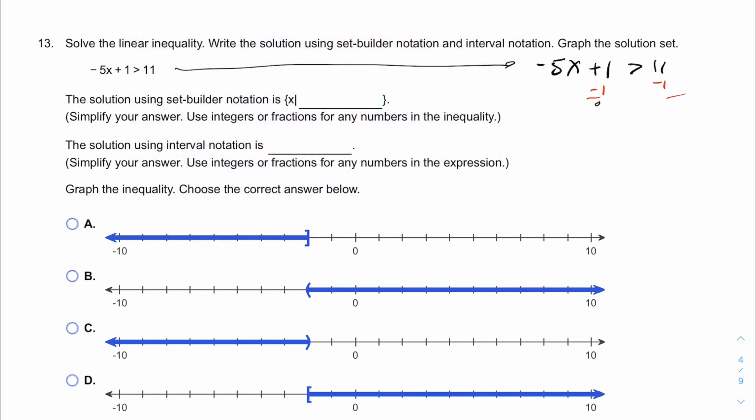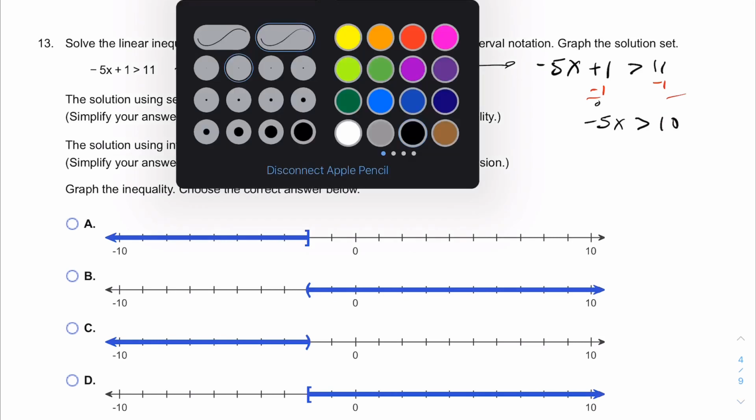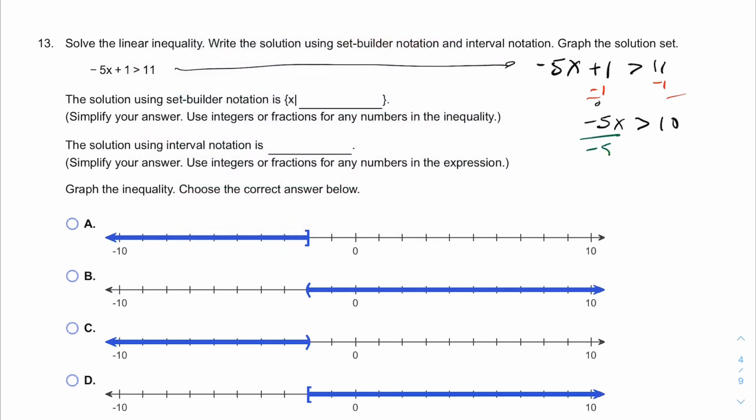Recalculate, of course that's 0. We've got -5x is greater than 11 minus 1, which is 10. Next step, divide by that coefficient, which is -5. And I'm dividing by a negative, so I'm going to put a big green star there. -5 divided by -5 reduces down to x. 10 divided by -5 is -2. And we divided by a negative, so that inequality has to reverse itself. We have to do it.